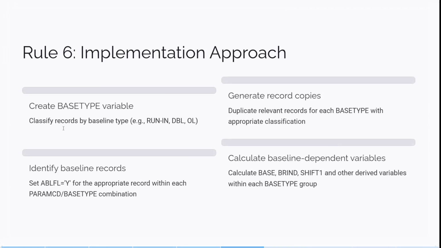So create a BASETYPE variable and classify records by baseline type: run-in, double blind, open label. This indicates which baseline applies, with values running, double blind, or open label. Then generate records by copying and duplicating the relevant records for each BASETYPE with the appropriate classification, and identify the baseline record. Set ABLFL equal to Y for the appropriate record within each PARAMCD and BASETYPE combination, and calculate the baseline dependent variables.